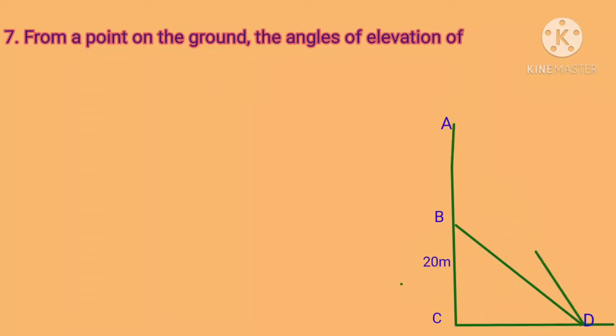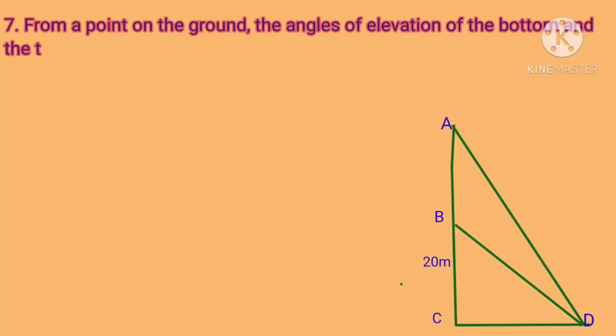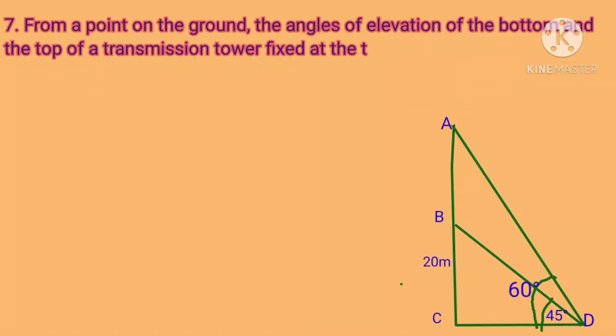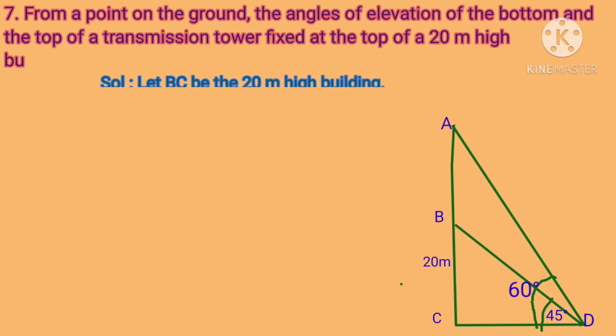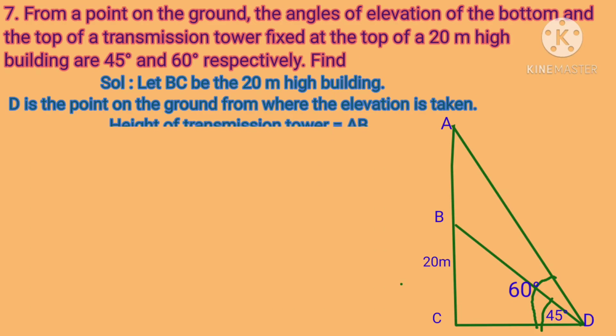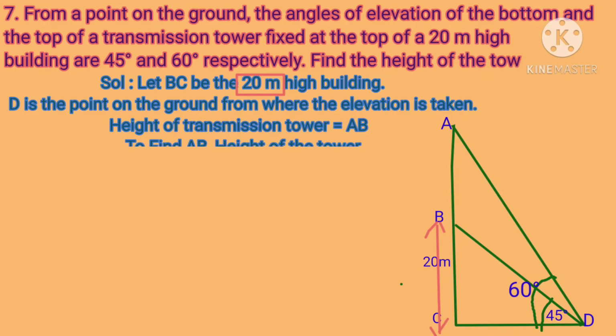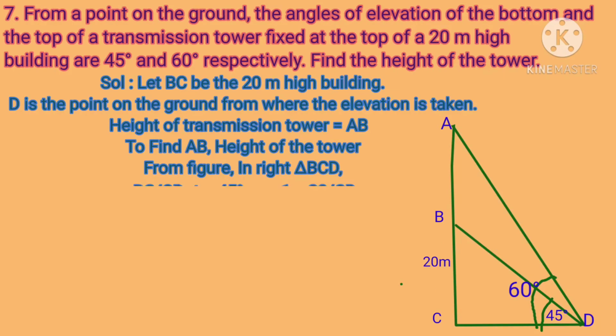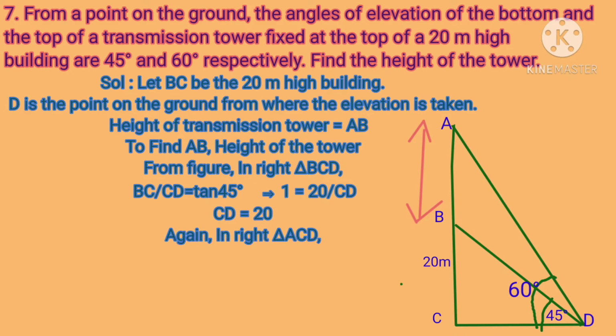Question number 7 is: from a point on the ground, the angles of elevation of the bottom and top of a transmission tower fixed at the top of a 20 meter high building are 45 degrees and 60 degrees respectively. Find the height of the tower. So this is the figure. This BC is the height of the building, that is 20 meters. D is the point on the ground from where the elevation is taken. The height of the transmission tower is AB. We have to find AB here, the height of the tower.